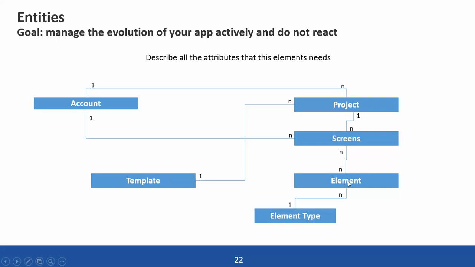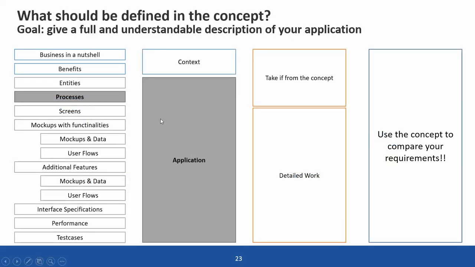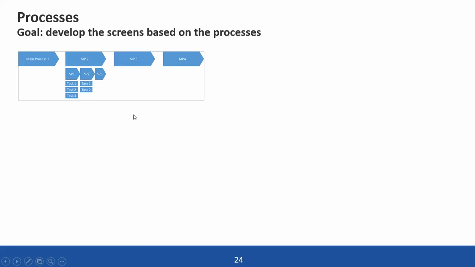But also, one element like the wireframe menu can also be in multiple screens. So this is a classical many-to-many relationship between two entities. After this, we are now trying to go to the process, and like I said, you may say, "Oh my God, processes! We already figured it out in the concept."